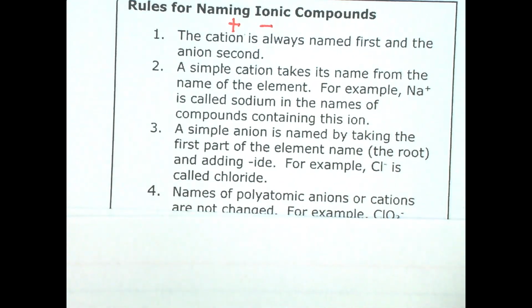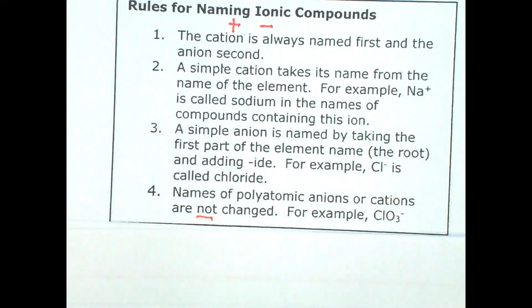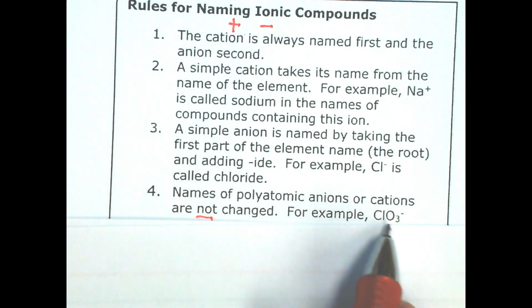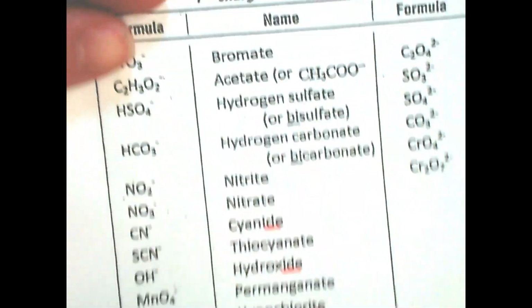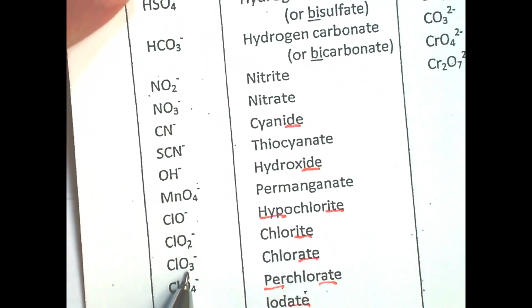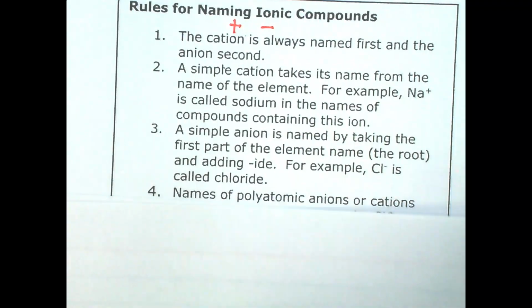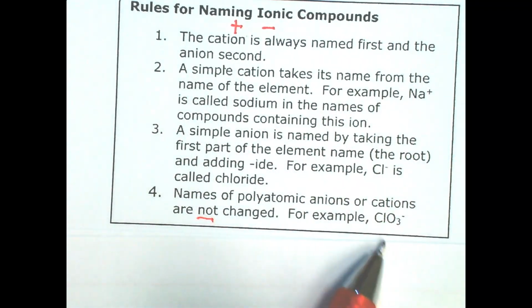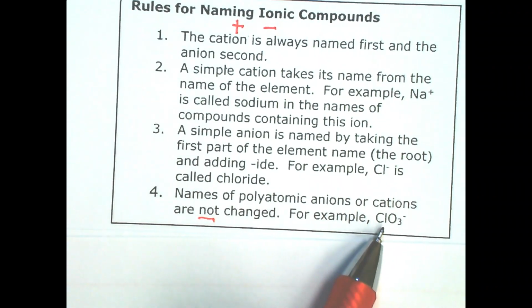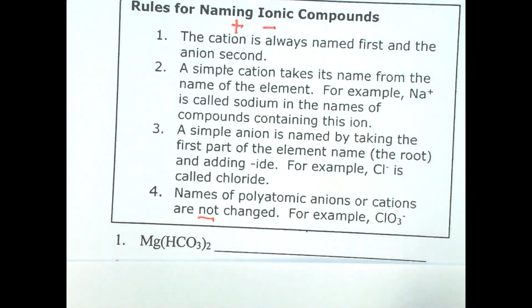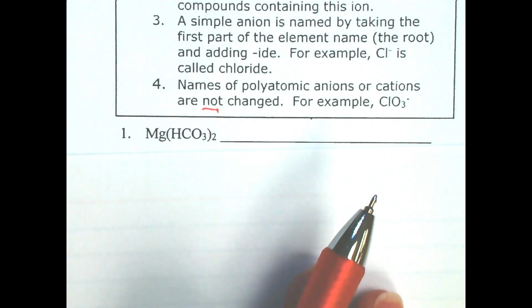Names of polyatomic anions or cations are not changed. You don't put IDE on them. For example, this is a chlorate polyatomic ion. You would know that because it's on your list. So the sooner you memorize this list or become really familiar with it, the better off you are, because then you can recognize when things are on it. So this is a chlorate ion, and you do not change the name of that. It would remain chlorate in the name of the compound. So let's practice a couple of them.